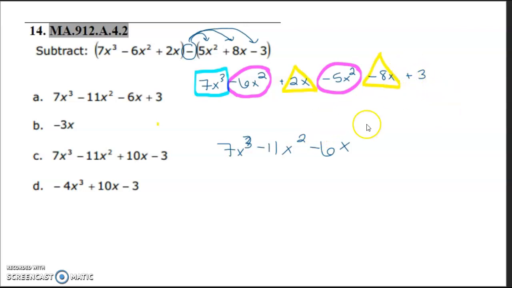And then this 3 doesn't have anyone to combine with. He's at the end, so you can just add him right there. And it is checking that you know what you do. If you didn't distribute that negative sign, you actually would have gotten something pretty similar to C. So it's really just making sure that you know that the negative sign distributes to whatever is behind it, and then it changes its sign.